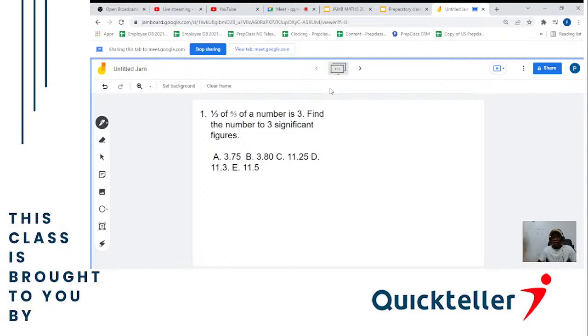Now this problem is asking us to find a particular number such that 1 over 3 of 4 over 5 of the given number is 3. So you just need to form an equation with this given information in order to get the missing number.